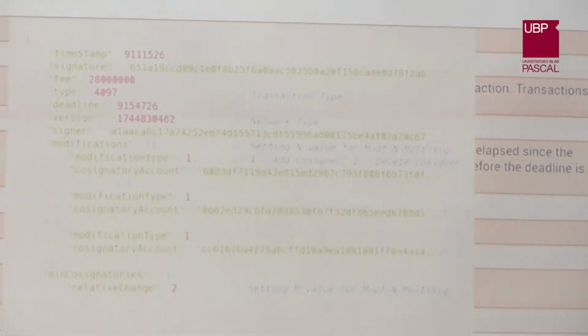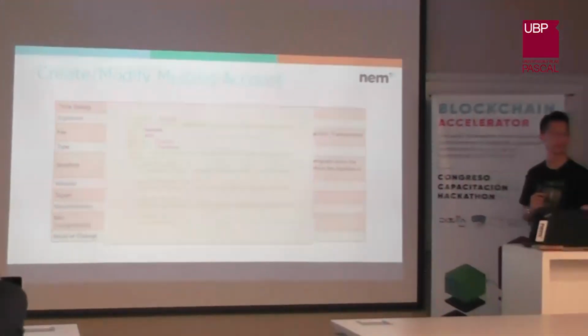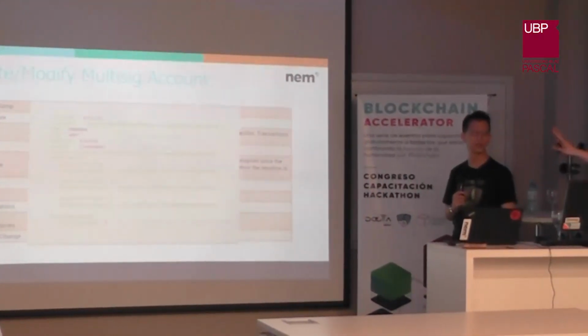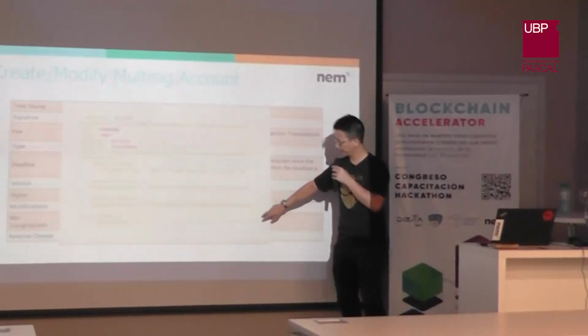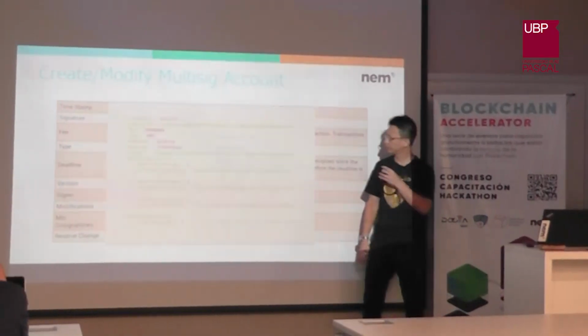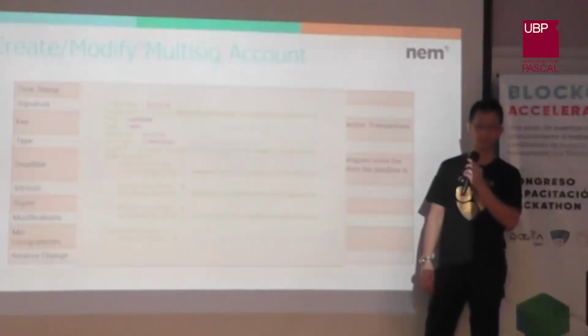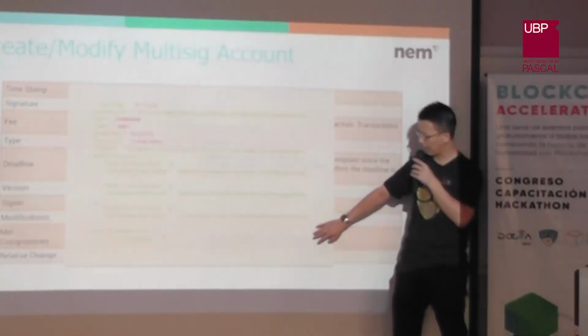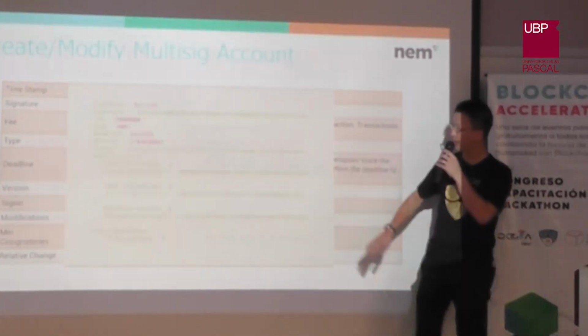Bueno, en este caso tenemos un transaction type de 4097, dado que es crear y modificar multisig account. Y ahí podemos ver, además, que 1 es para agregar una dirección. Ahí tenemos abajo, modification type 1, agrega una dirección nueva. 2 es para eliminar. Y en este caso, you need 2 of 3, because la fórmula que hemos visto necesita 2 de esas 3 direcciones para que firmen, para que esta transacción sea exitosa. So this is M of N. Yeah, M of N.